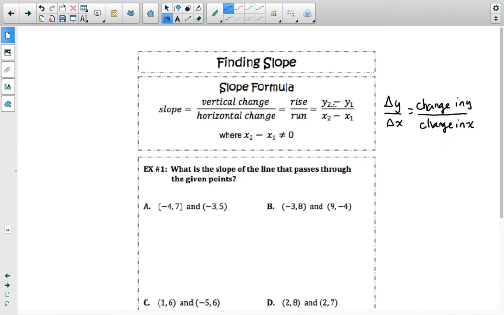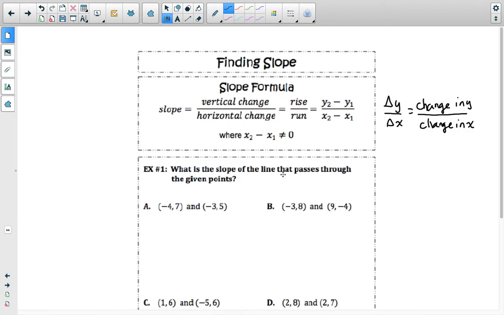Now some people will say it must be y sub 2 minus y sub 1. As long as you are consistent, that's fine. If your y sub 2 is first in the numerator and your x sub 2 is first in the denominator, that's fine. But if you're consistent saying that y sub 1 is first, then your x sub 1 is first in the denominator. So we're going to do some examples.